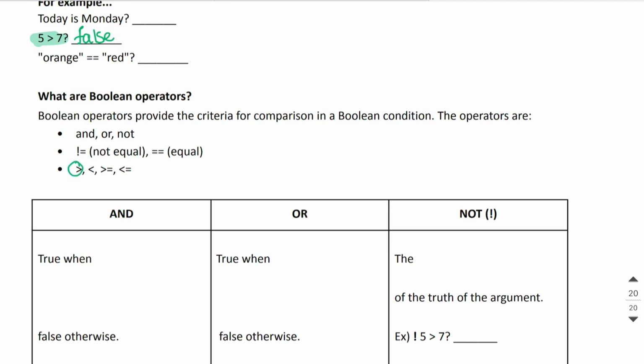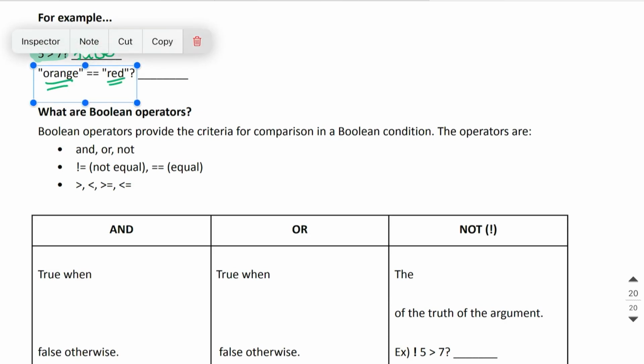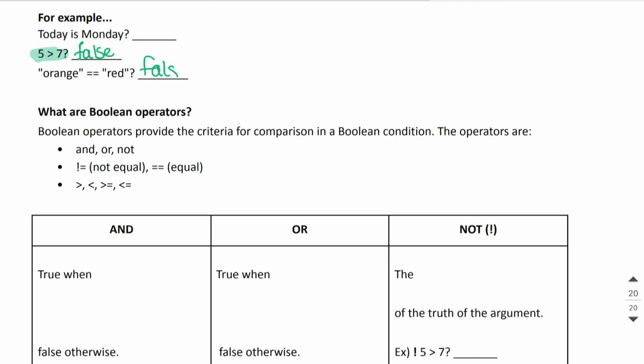This is greater than, this is less than, this is greater than or equal to, which when we write on paper, we write like that. And then this is less than or equal to, but when we write it on paper, it looks like that. These look like smiley faces and angry faces, but these mean greater than or equal to or less than or equal to. So this is saying the statement orange is equal to the statement red. It is not true, so this is false.